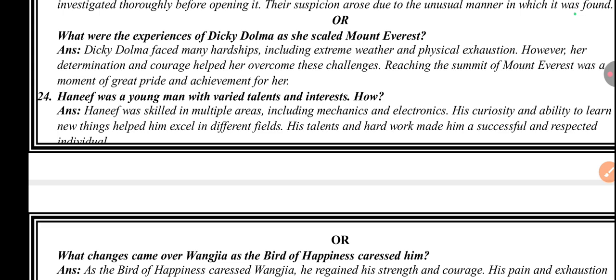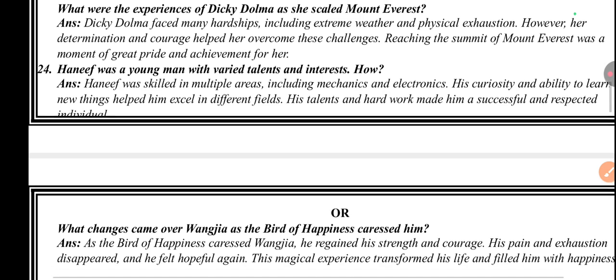Question number 24. Hanif was a young man with varied talents and interests. How? Hanif was skilled in multiple areas, including mechanics and electronics. His curiosity and ability to learn new things helped him excel in different fields. His talents and hard work made him successful and respected.